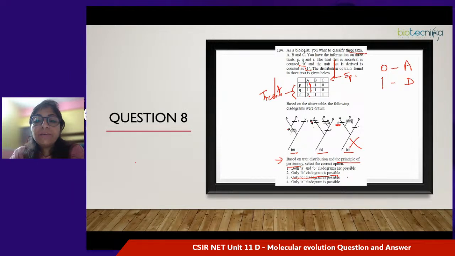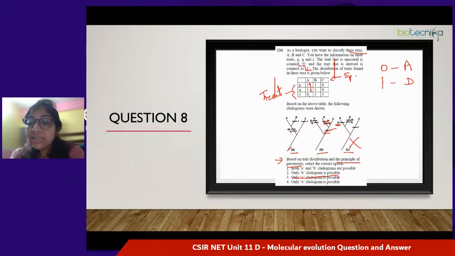Now, next, what do we have? So B. Now, for B, what do we see? That P, Q, and R. So this is right. Here also P, Q, and R. B has P, Q, and R. This evolutionary event, here also it is satisfying.